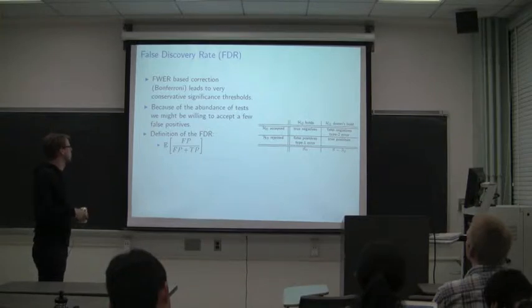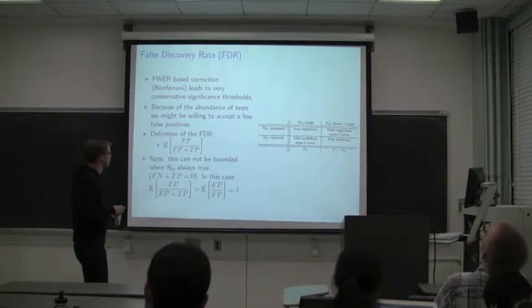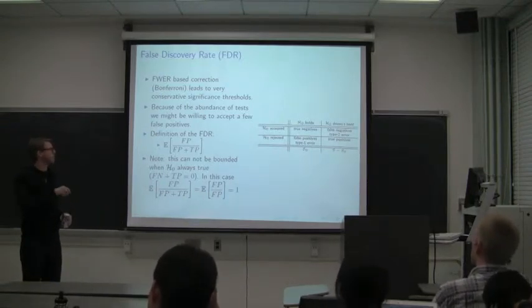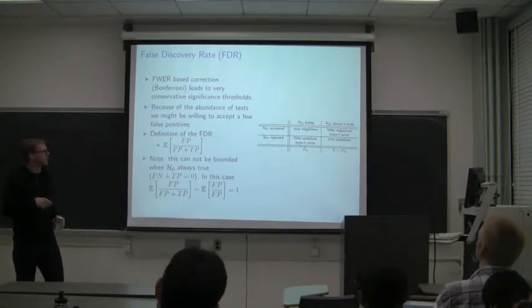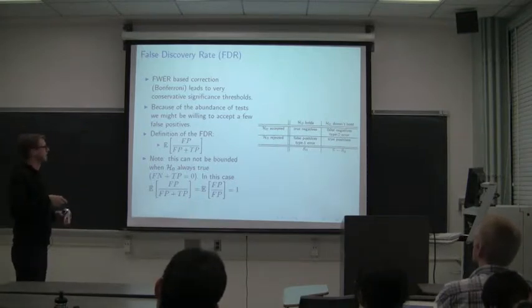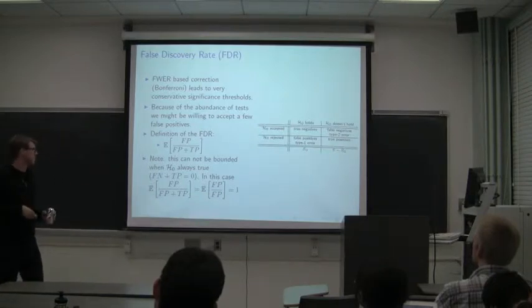This is the so-called false discovery rate. And well, it's pretty trivial. If there are no true positives in the data set, so there are no cases where the null hypothesis actually doesn't hold, then this cannot be bounded. But this is a rather uninteresting case, just to note that.